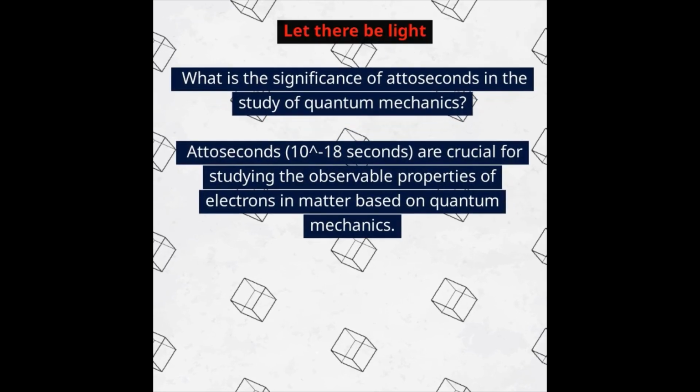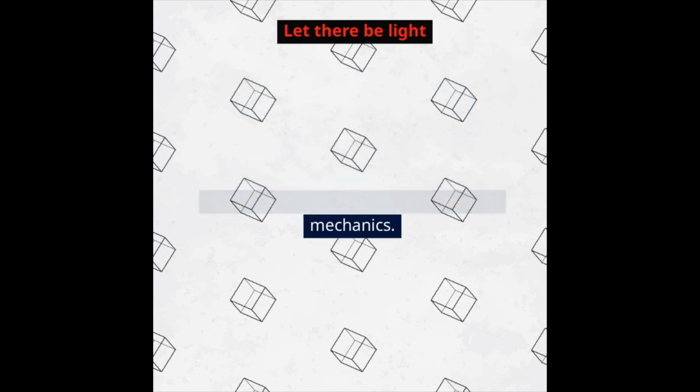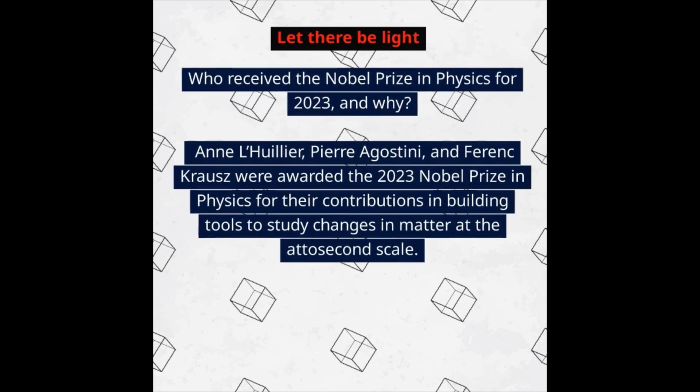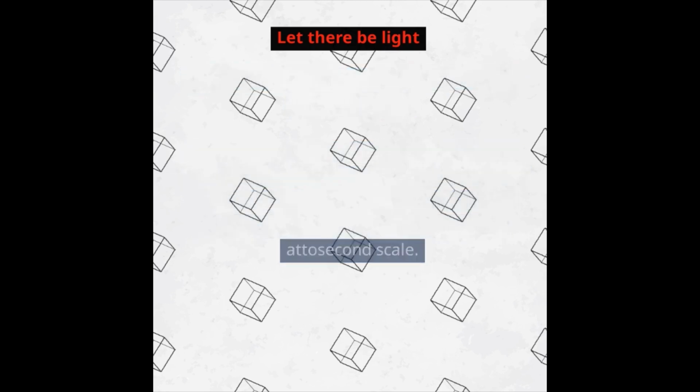Let there be light. What is the significance of attoseconds in the study of quantum mechanics? Attoseconds, 10^-18 seconds, are crucial for studying the observable properties of electrons in matter based on quantum mechanics. Who received the Nobel Prize in Physics for 2023, and why? Anne L'Huillier, Pierre Agostini, and Ferenc Krausz were awarded the 2023 Nobel Prize in Physics for their contributions in building tools to study changes in matter at the attosecond scale.